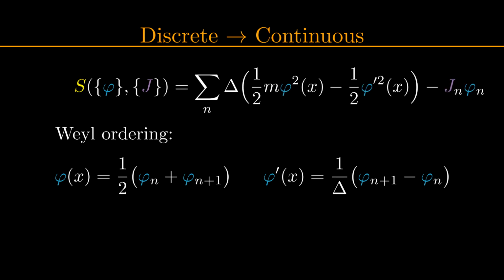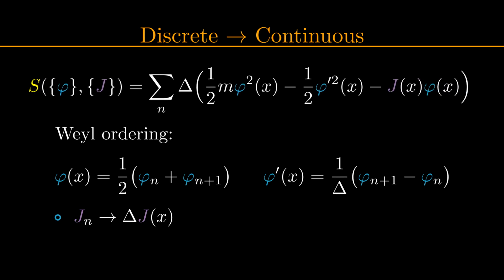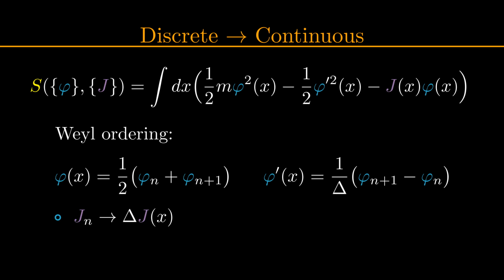If we now choose to redefine our source term j such that jn equals delta times jx, we can take the delta out in front, and we can now replace our sum with an integral over x. Thus, we obtain an action that is an integral over x of our field derivatives and sources, which are all functions of x itself.